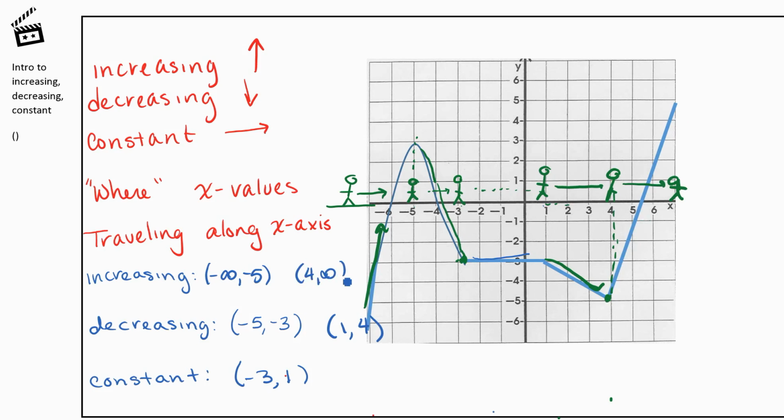So here we really thought about traveling from negative infinity to infinity along the x-axis. As we walk along, what is the graph doing? Is it going up, down, or staying the same? And the only thing we would do to finish this off is, whenever we have more than one interval, like increasing here, going up from negative infinity to -5, and from 4 to infinity, we put a little u, which means union, between those. Same thing here, we would just put a little u. So that's what we mean when we say increasing, decreasing, or constant.